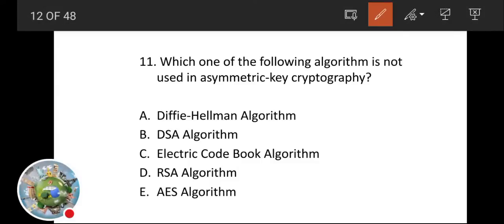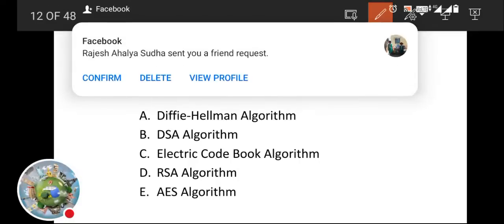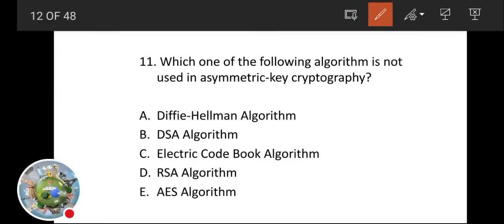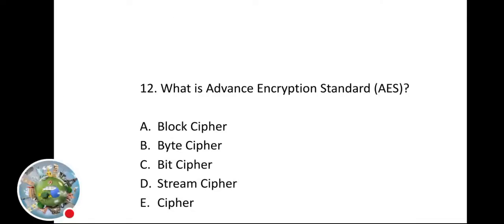Diffie-Hellman algorithm uses two keys, public and private keys. The private key is used to find the public key. That public key will generate the secret key. So both keys are used in the Diffie-Hellman algorithm. DSA algorithm, it's a block cipher. DSA is a block. So question number 12.